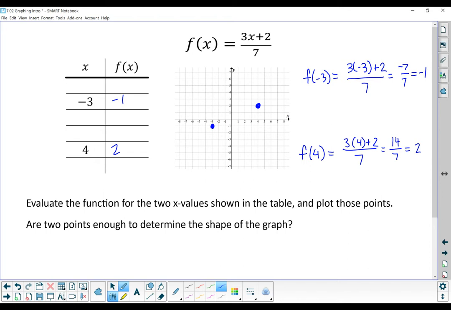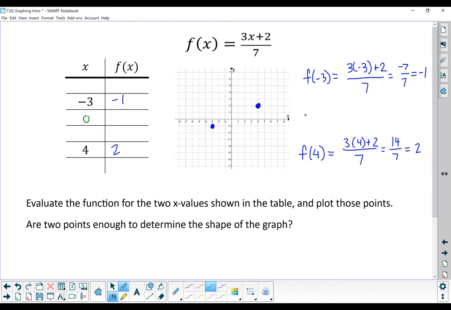Are 2 points enough to determine the shape of the graph? And I guess the answer to that is sometimes. It depends. If you know the shape of the function, 2 points might be enough. But if you aren't sure the shape of the graph, then you probably need a few more points to really know what's happening.